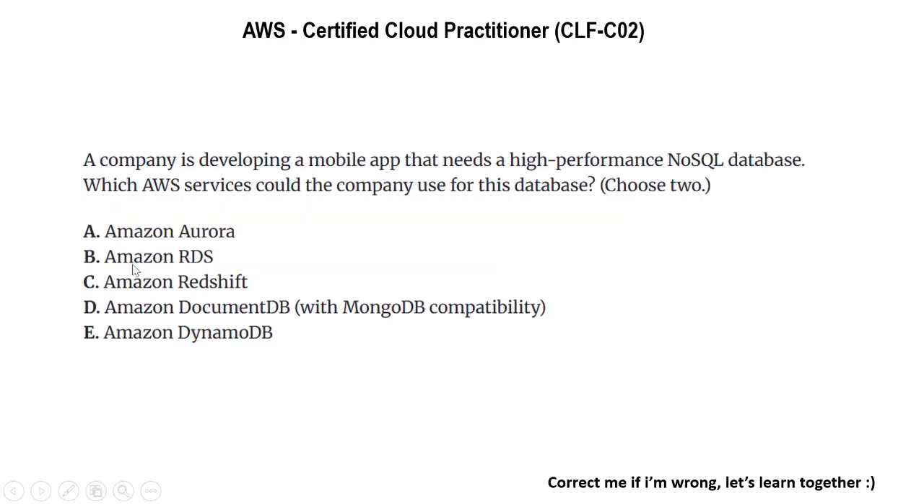Next question. A company is developing a mobile app that needs a high performance NoSQL database. Which AWS services could the company use for this database? Choose two options. Option A, Amazon Aurora. Option B, Amazon RDS. Option C, Amazon Redshift. Option D, Amazon DocumentDB. Option E, Amazon DynamoDB. The right options are option D and option E.